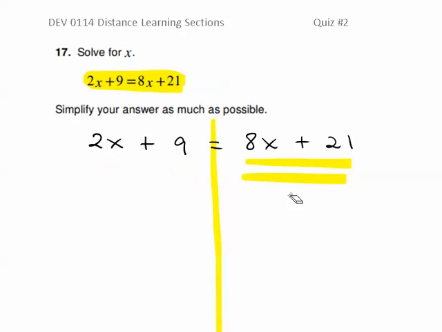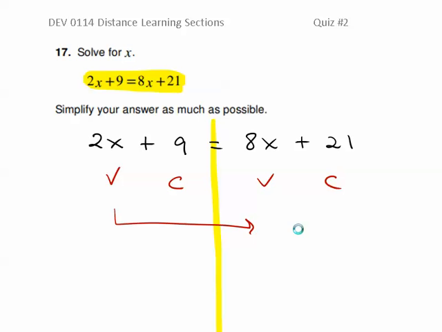What about step 2? Step 2 involves moving the terms around. If you look at the left-hand side, we have a variable term in 2x. The 9 is called a constant term. On the right-hand side, we have a variable term in 8x, and 21 is a constant term. So what we want to do then is get all of the variables to one side and all of the constant terms to the opposite side. So the way you move a term is you either add or subtract. So let's go ahead and take a look at how to do this.